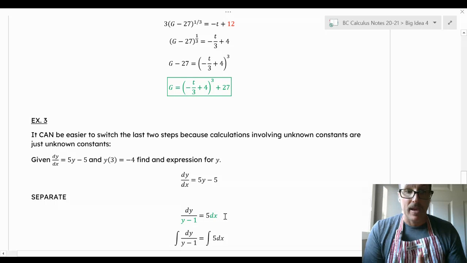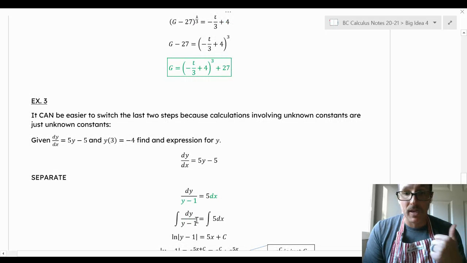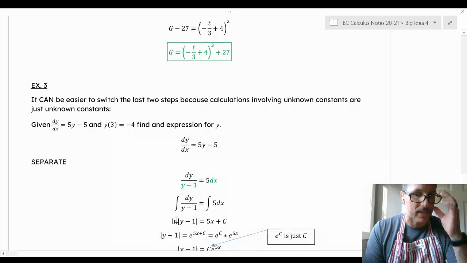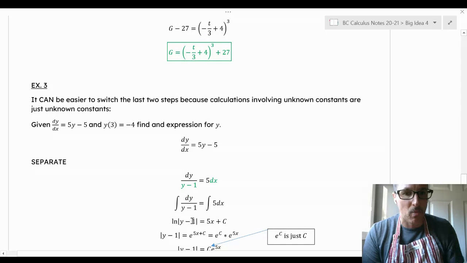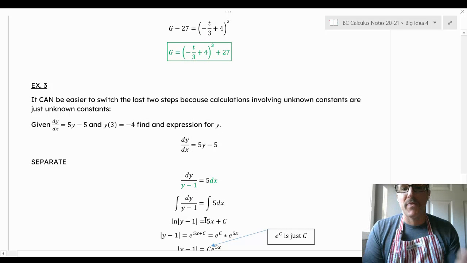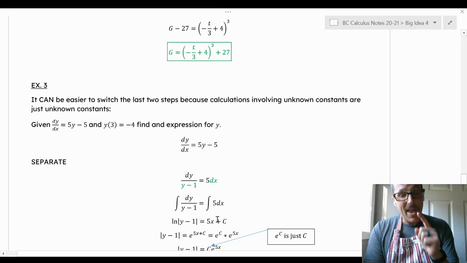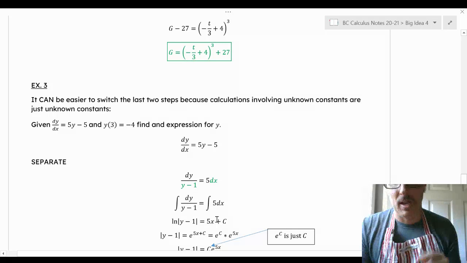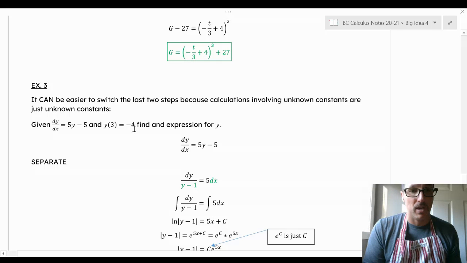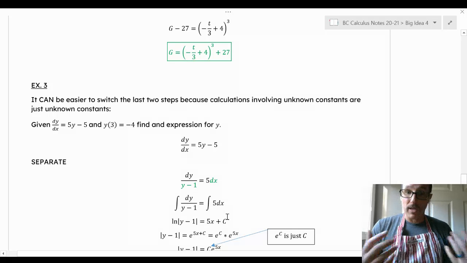Got it. Now I will integrate. So I'm going to integrate both sides. So the integral is equal to the integral. Not too tough to integrate those two sides. We get the natural log of the absolute value of y minus 1 is equal to 5x plus c. So now, instead of evaluating by plugging in the initial condition 3, negative 4, I'm going to isolate y.